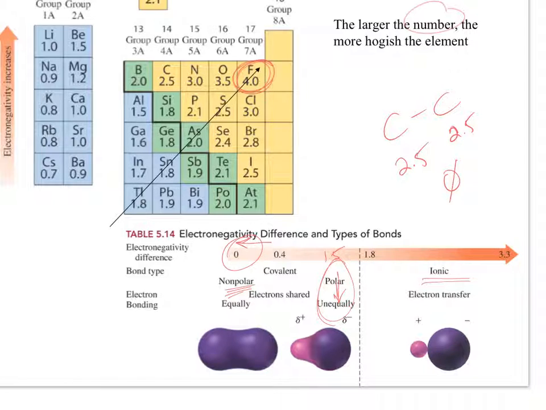So anytime you have two of the same element in a bond, that's going to be the case, because you're going to have the same electronegativity number. 3 minus 3 is 0. 2.5 minus 2.5 is 0. 3.0 minus 3.0 is 0. Even F2, 2 fluorines, 4.0 minus 4.0, that's 0. Anytime you have two of the same, you're going to have nonpolar.